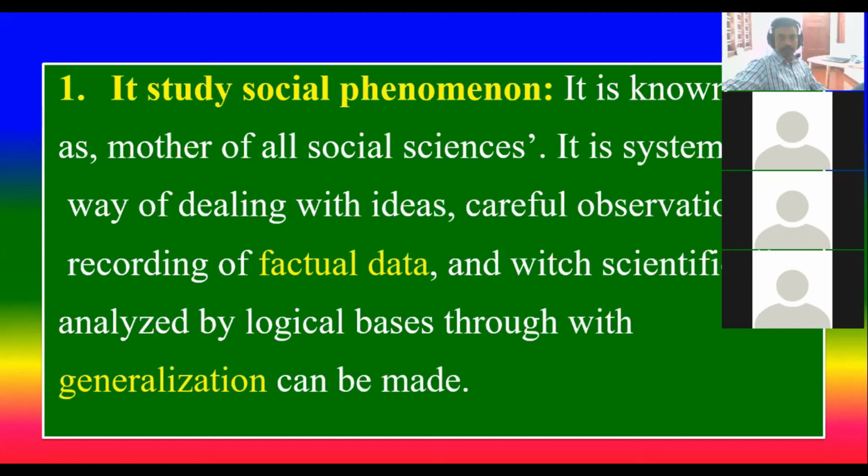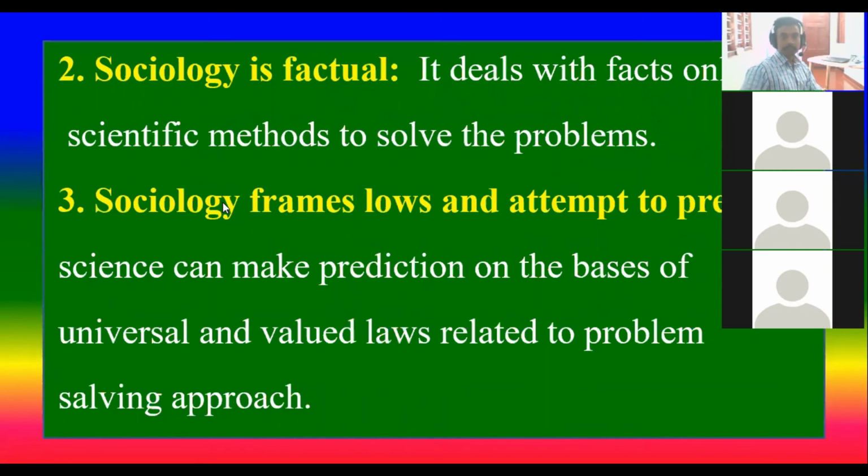Social phenomenon means social events. For example, a particular social problem is an event, or marriage. So any events in the society are called social phenomena, and they have scientific characters. Second is factual. Everything is a fact: family is a fact, religion is a fact.